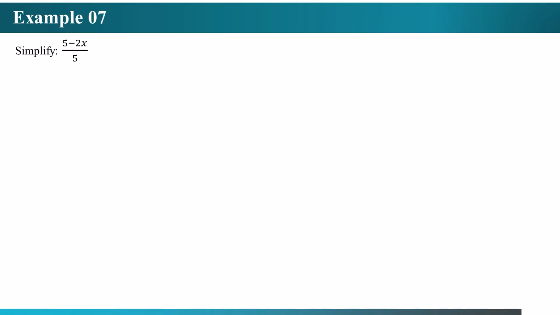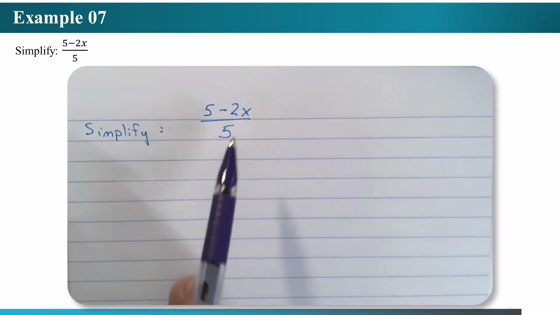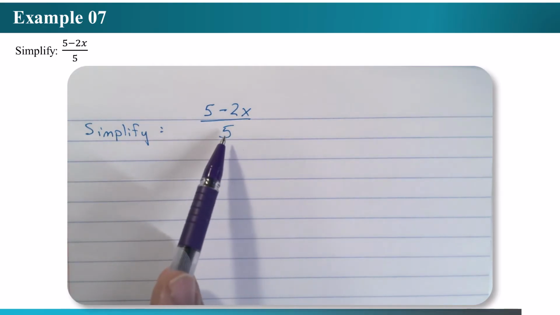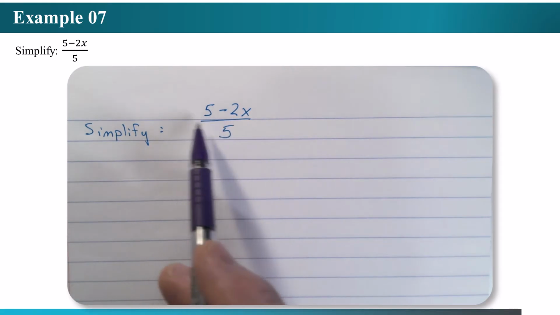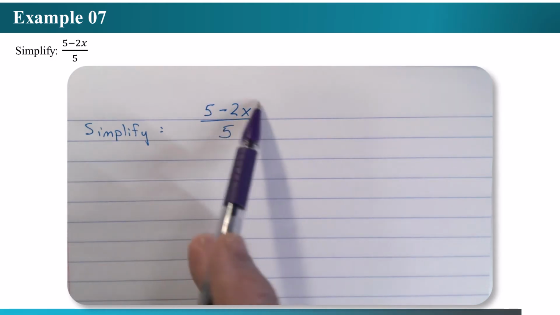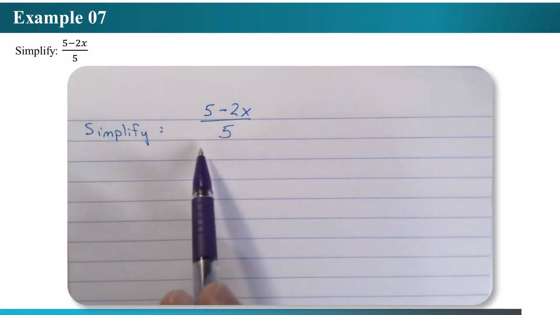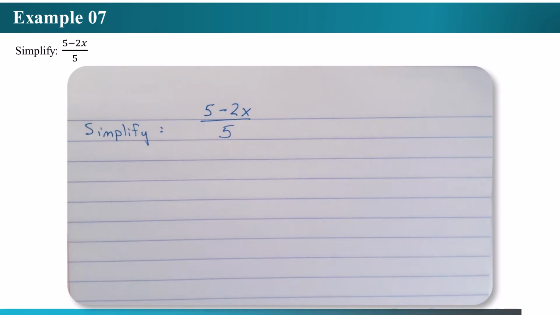Example 7. We want to simplify 5 minus 2x in the numerator divided by 5. Now, one common error that I see a lot of times here is just to see the 5 up here and the 5 down here and think that we can just cancel those out. But remember, 5 is kind of tied to this entire thing up here in the numerator. We can't just cancel part of the numerator out with what's in the denominator.